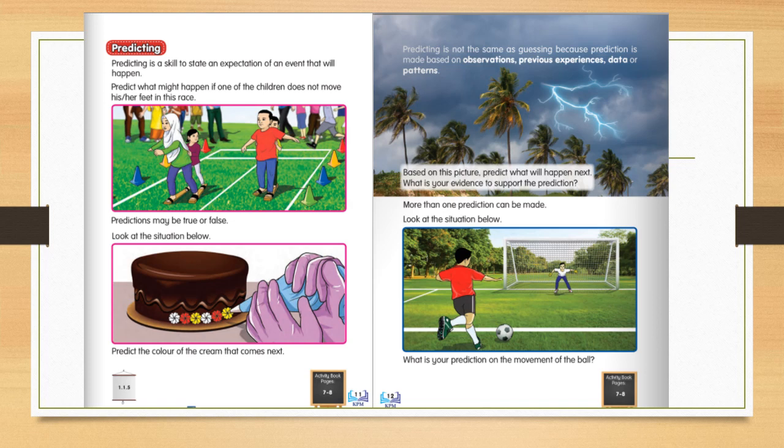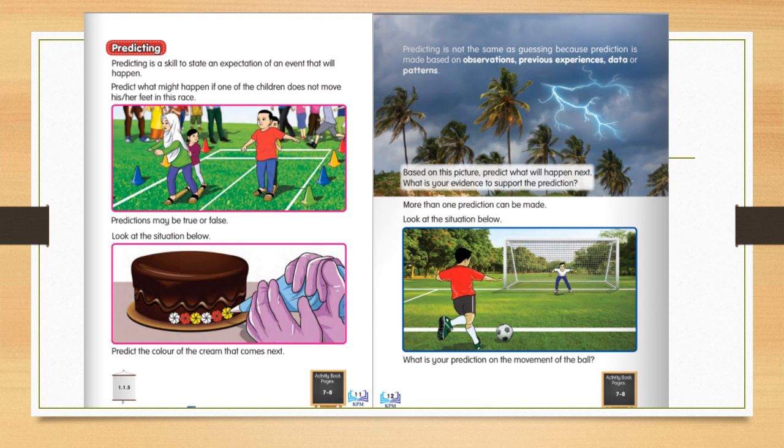Look at the first picture. What might happen if one of the children doesn't move his or her feet in the race? During the sport day, you need cooperation with your friends in your team. So if one of your partners doesn't move, of course, your friend will fall down and you're going to lose the race. Predictions may be true or false.